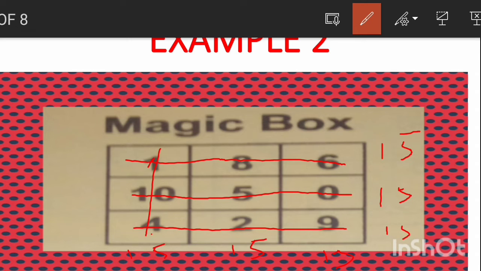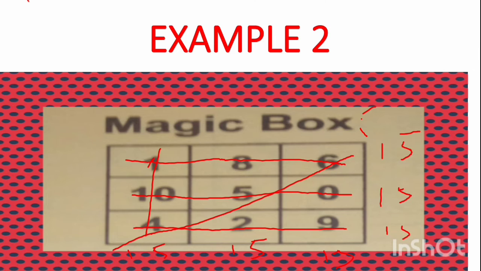Let's see whether the diagonal, this line drawn here, is called the diagonal. If you check very well, adding all the numbers on that line, you're still going to have 15. So that is why I said before now that this box is not actually a magic box. Rather, it has a unique property in the sense that all the lines have the same sum of numbers.